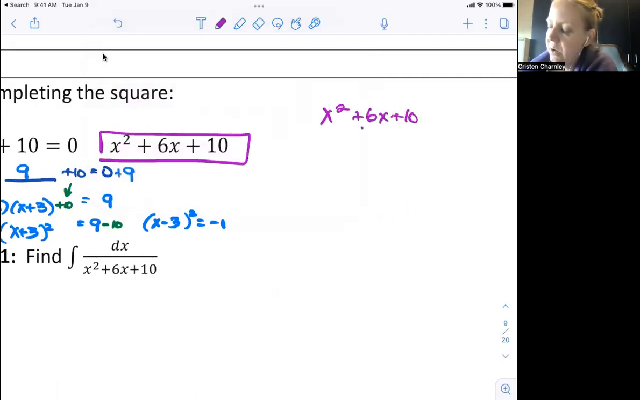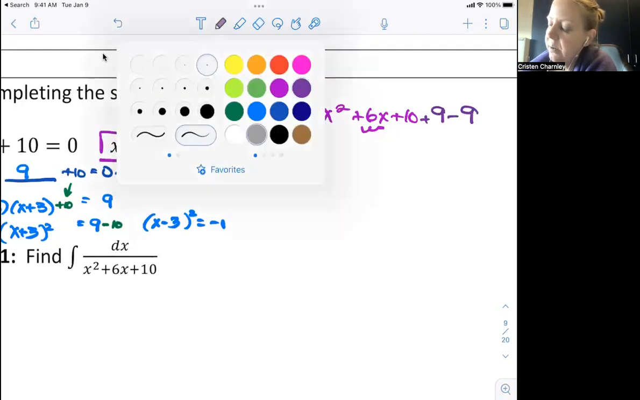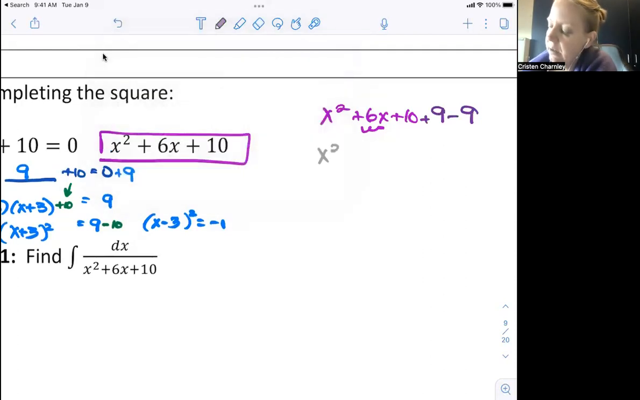So same idea, you want half the middle term, half of 6. So half of 6 is 3, 3 squared is 9. So I add 9, but then I also subtract 9. So the net change is 0. I'm really adding nothing if I add and subtract, but I am going to rearrange some pieces. So the way that I'll write this is x squared plus 6x, I'm going to bring the plus 9 over. And now my plus 10 and minus 9 stay on the end.